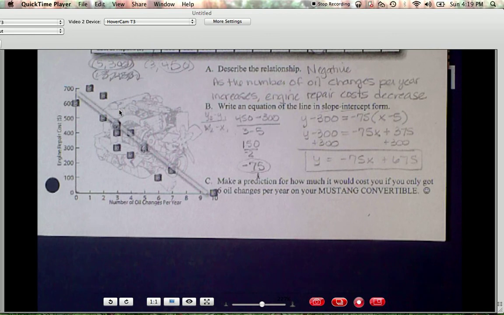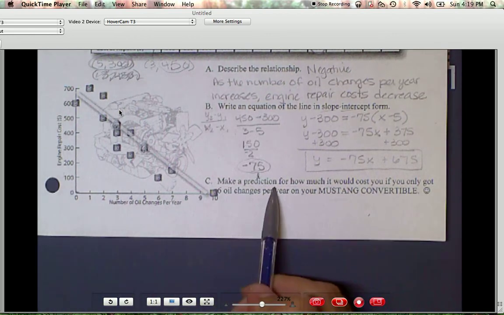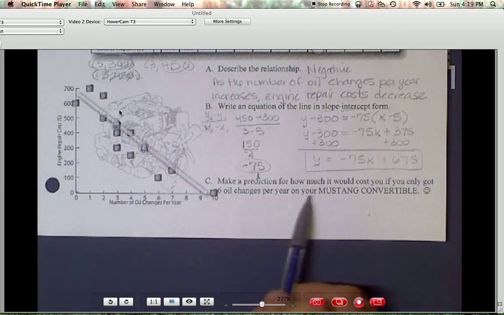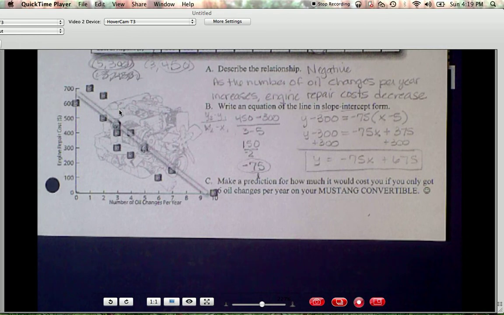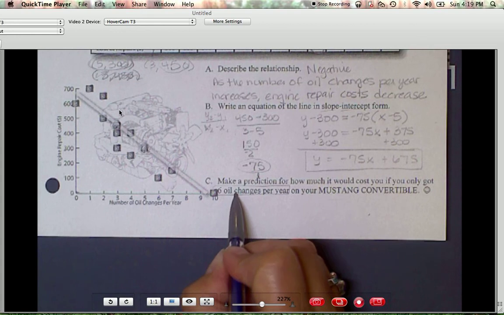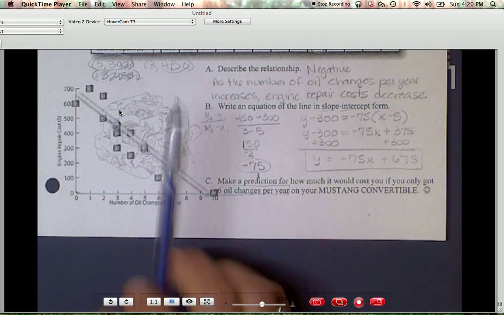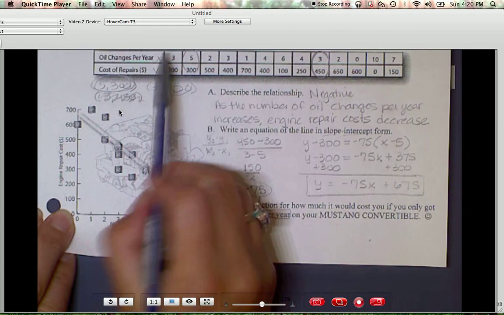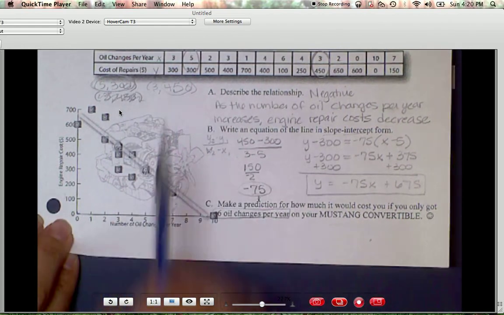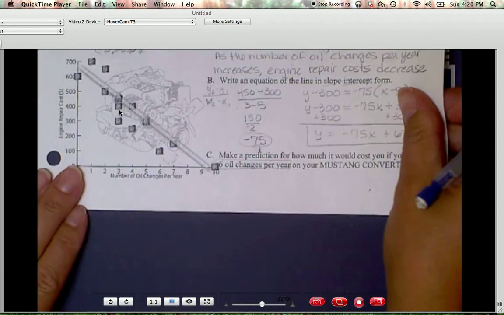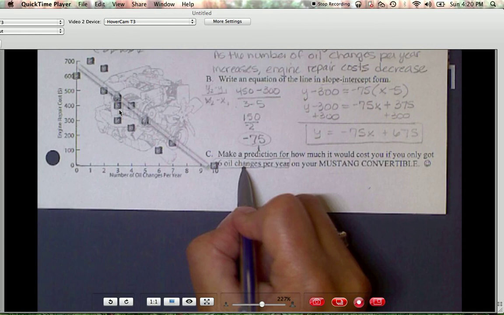So here's the piece that we haven't done. Make a prediction for how much it would cost if you only got 6 oil changes per year on your Mustang convertible. So 6 oil changes per year. You need to ask yourself, does that represent the x value or the y value? And that's easy to find. There's 2 places you can find it. You can go back up to the chart and you see the table and you see that the oil changes per year is your x, or you can look at your graph. Oil changes per year is on your x-axis. So we know this represents my x values.